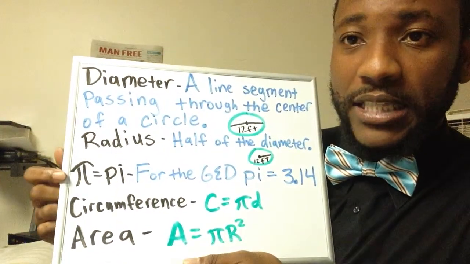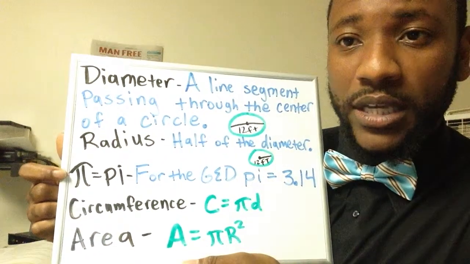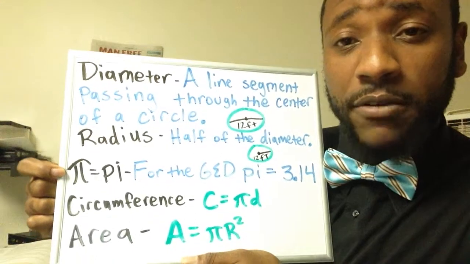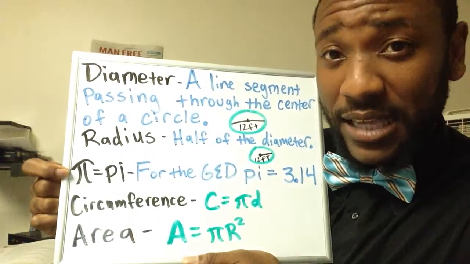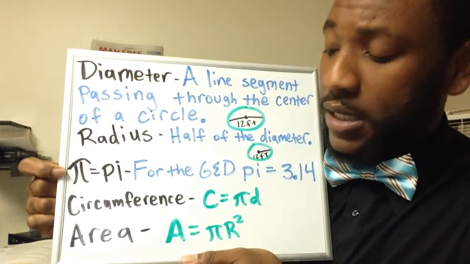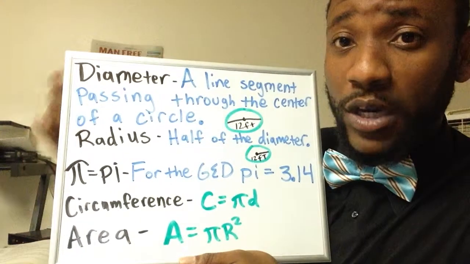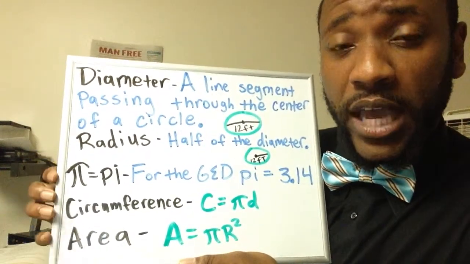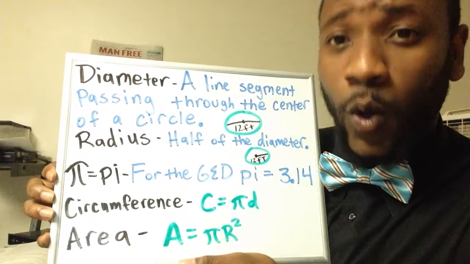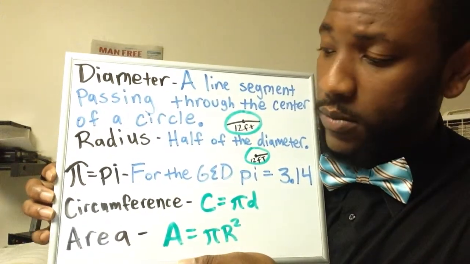The next thing we need to understand is this little symbol here. It's called pi. For the purposes of the GED test that you are studying for, pi equals 3 14/100ths, or 3.14.